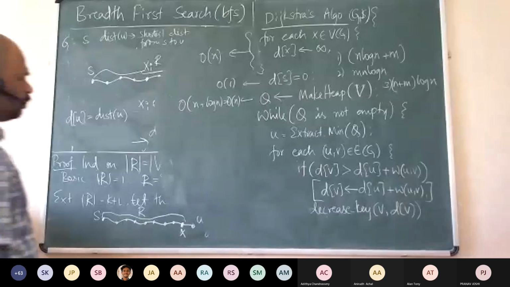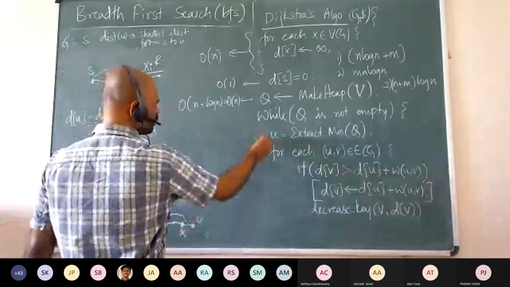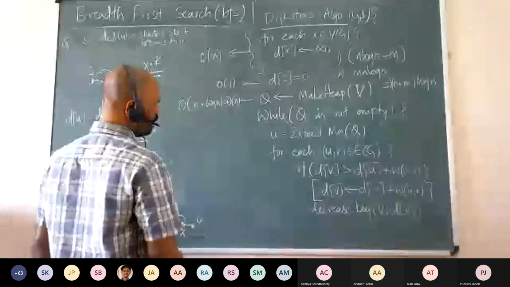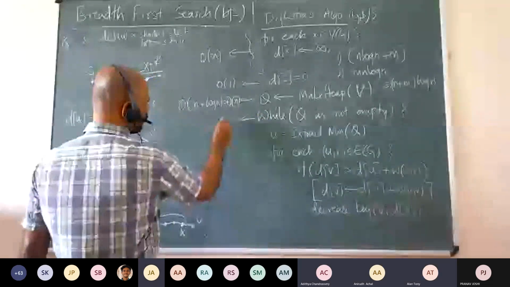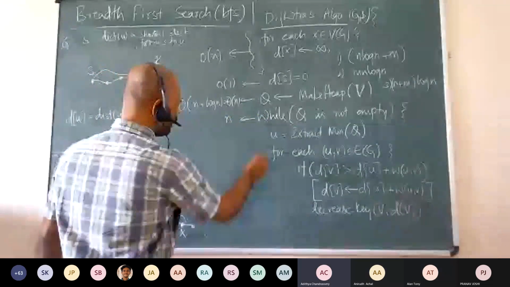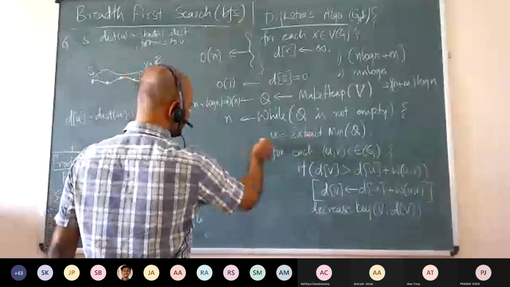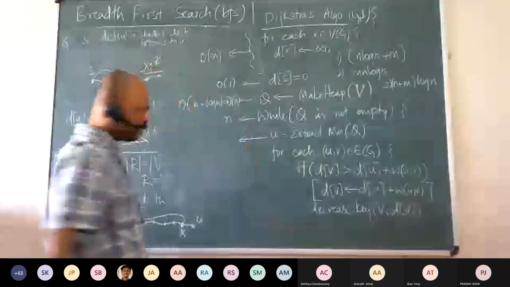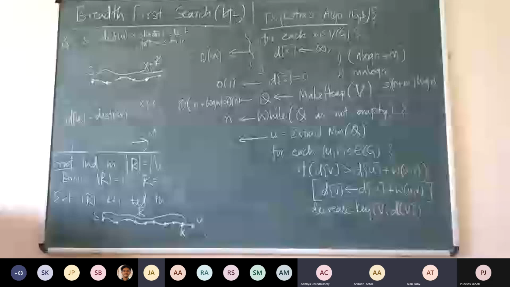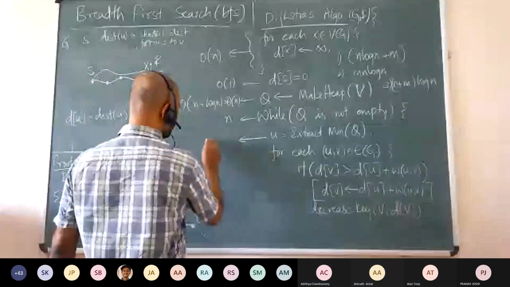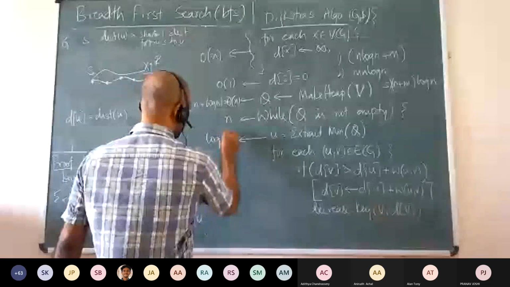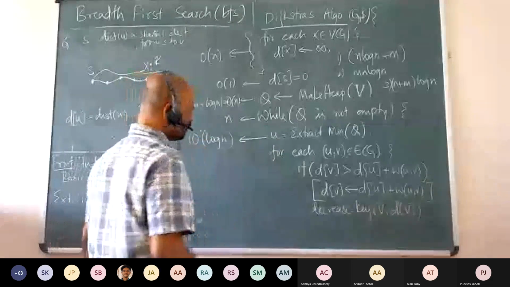Good. Now, how many times is this while loop run? n times. So you will be extracting n times. How much time does extract min take? log n. Yesterday we saw, right? Deleting the root took order of log n time, right?